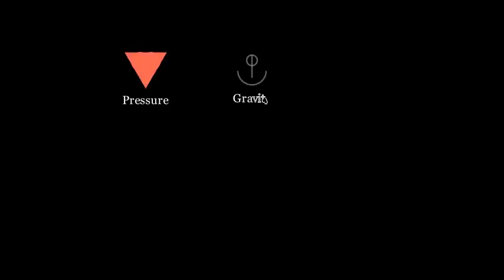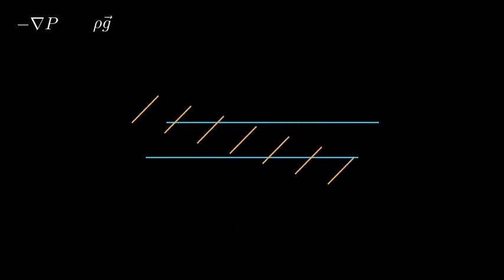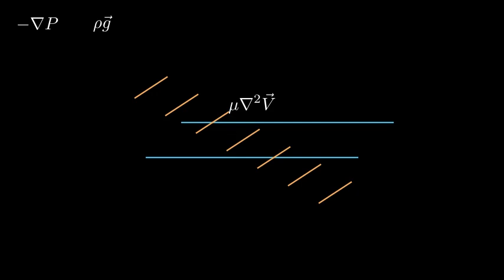Now the forces. There are three main ones: pressure, gravity, and viscosity. Pressure pushes from high to low intensity. In math, this is the negative gradient of pressure. Gravity is the weight of the world, pulling everything down. We represent this as rho g. Finally, viscosity. Think of this as the friction of the sea. Viscosity smooths out the differences in speed.